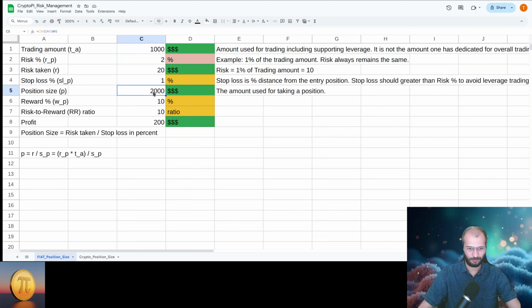At this point I would have to take 2x leverage, or it depends upon how much you are paying in fees and commission, and then this position size has to be taken based on the leverage offered by the exchange. And that is the reason why one has to be very careful while placing their stop loss. The stop loss should always be greater than the risk which is taken. So here I would say, let's say 3%, and then my position size reduces to 666.